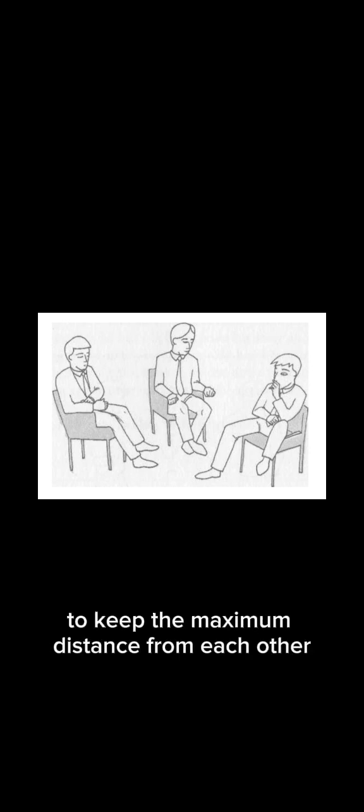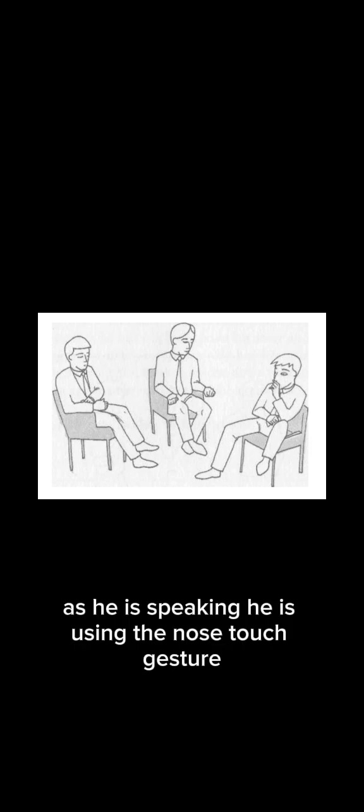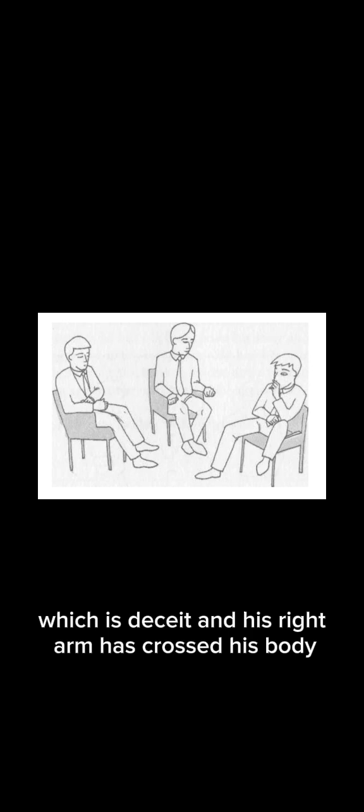This sequence also shows a tense atmosphere. All three men are sitting back in their chairs to keep the maximum distance from each other. The man on the right is probably causing the problem because of his negative gesture cluster. As he is speaking, he is using the nose touch gesture, which is deceit, and his right arm has crossed his body to make a partial arm barrier.